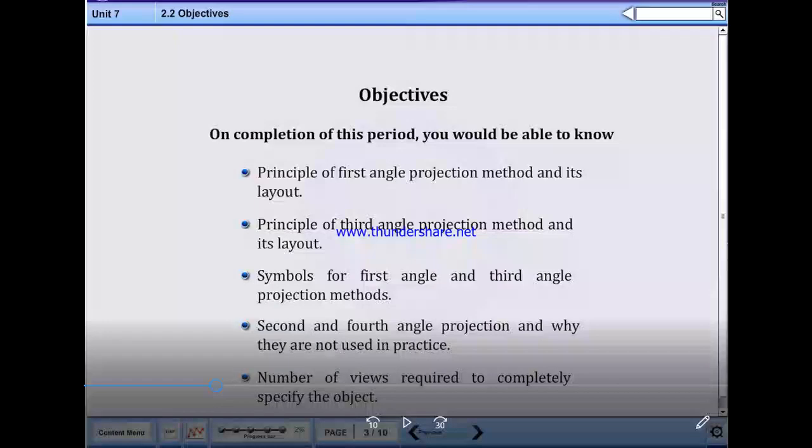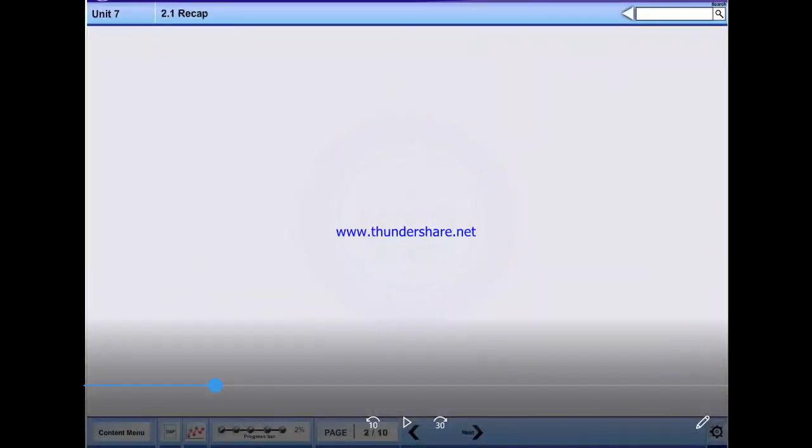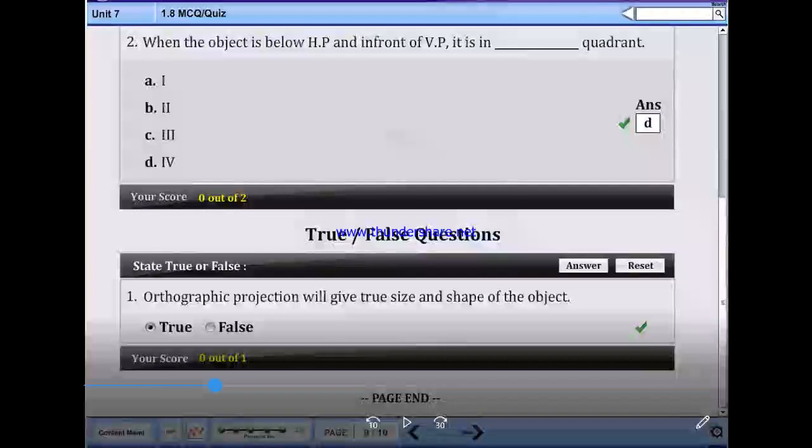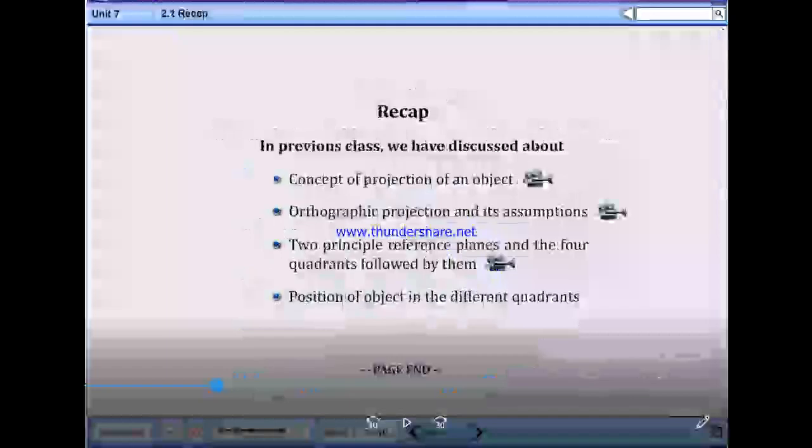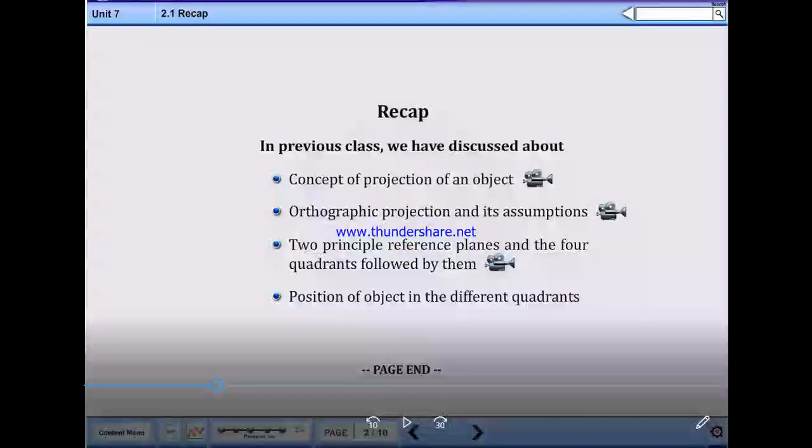Number of views required to completely specify the object. These are the... with the recapping of this, you may learn first and third angle projections.